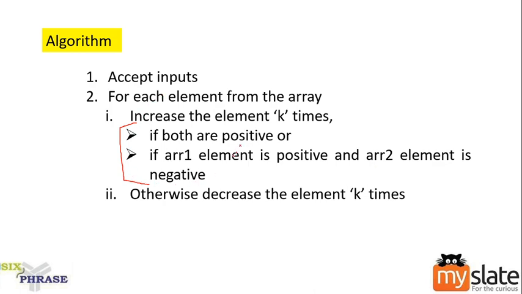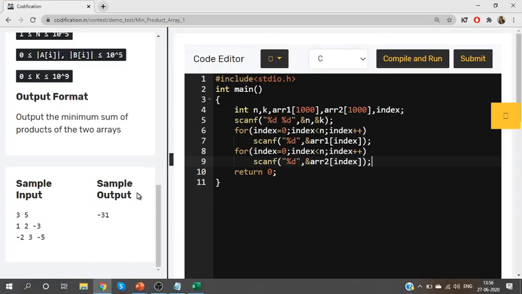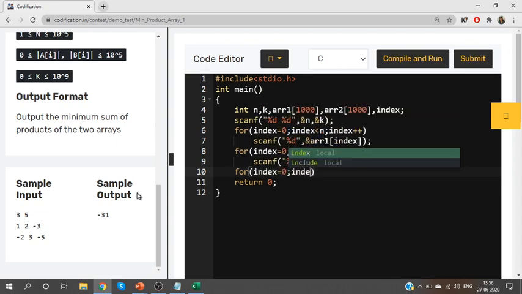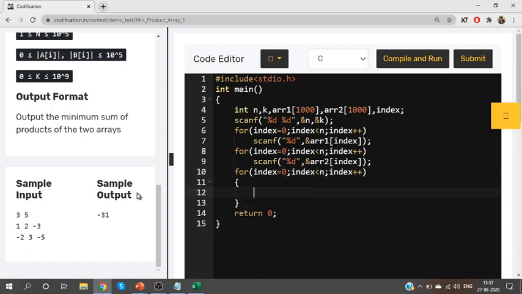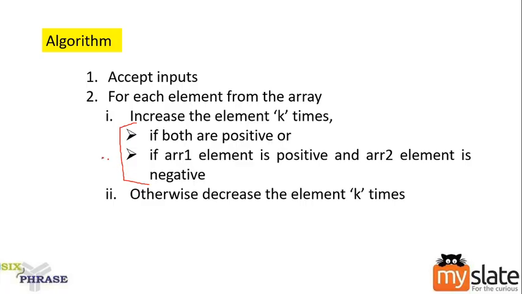Clear? So I'll implement this process alone. Take each element and decide to increase or decrease. We'll do that. Starting from 0th index till last index, take each element, and also guys, I told you either increase the element k times or decrease the element k times. Yes, you can check this condition. You can see the scenario. Analyze whether we have both positive or one positive, one negative, or otherwise.